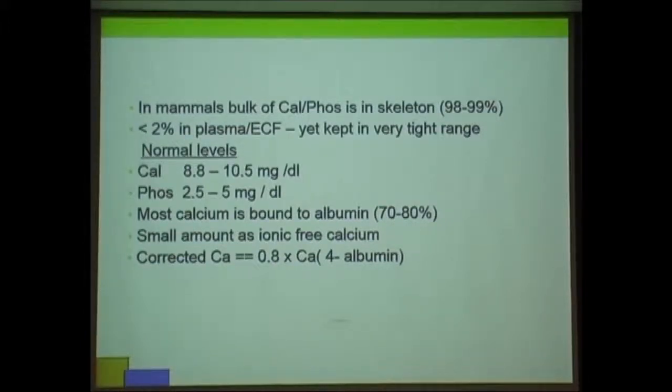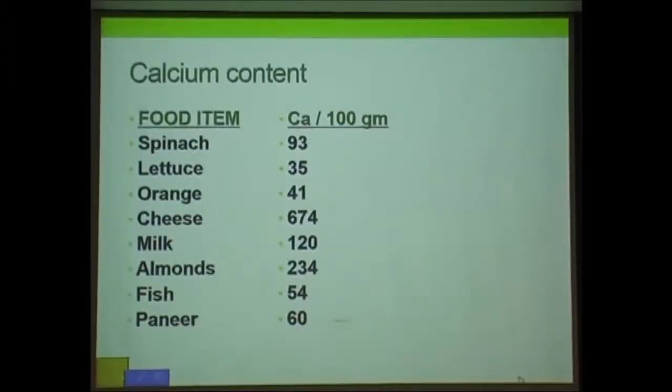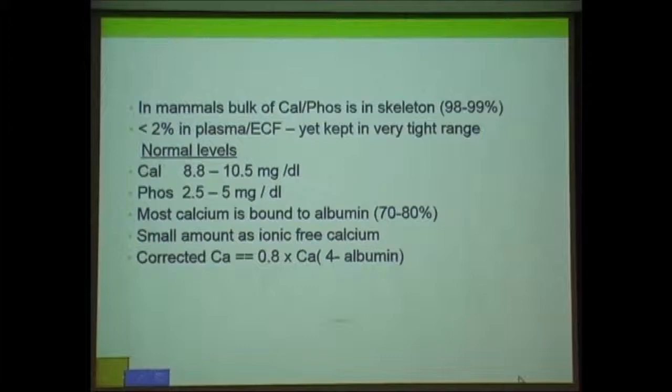and calcium by and large would vary between 8.8 to 10.5 milligrams per deciliter, phosphorus around 2.5 to 5 milligrams per deciliter. Important point again, as for important metabolic entities, calcium is always bound to albumin because it cannot run amok free. So, 70 to 80% is bound to albumin and a small amount exists as ionic free calcium, which is the metabolically active component.